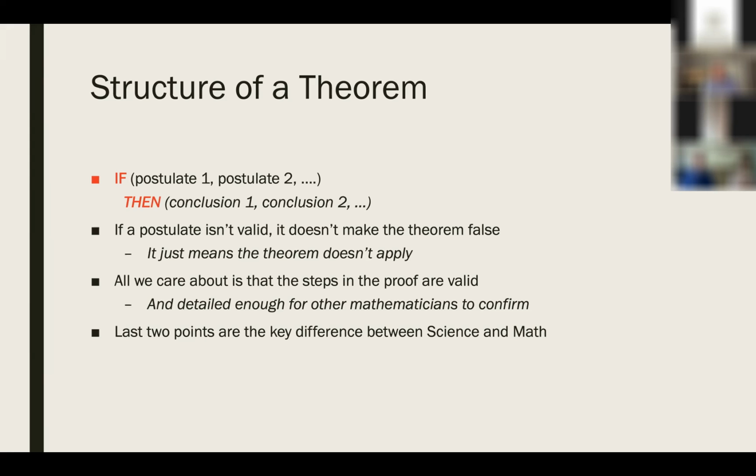If it turns out that a particular postulate doesn't apply to the real world, the mathematician, the pure mathematician, won't care. He'll just shrug his shoulders and say, okay, so my theorem doesn't apply here. That doesn't detract from the validity of the theorem. So, as I indicated, all we care about is that the proof is legitimate and sufficiently detailed that any other competent mathematician could follow it and verify that indeed it's correct. And those 2 points are the key difference between science and math, as we'll see now.